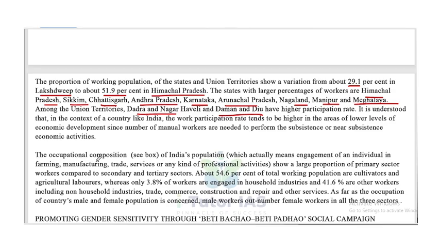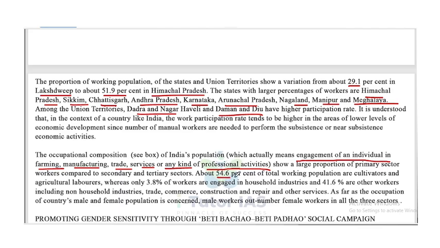The occupational composition of India's population means engagement of an individual in farming, manufacturing, trade, services, or any kind of professional activities. Okay, so what does occupational composition mean? It actually means engagement of an individual in farming, manufacturing, trade, services, or any kind of professional activities. And it shows a large population of primary sector workers compared to secondary and tertiary sectors.